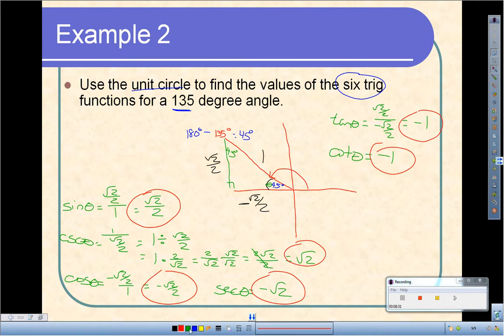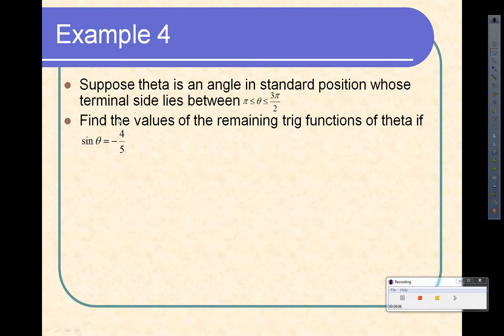if you remember a smart trig class, in quadrant 2, the only things that should be positive are sine and cosecant, and if you look at all 6 answers, sine and cosecant are the only ones that are positive, so that's a good way to double check it. All right, let's see if I have another one. Okay, I've got 2 more.